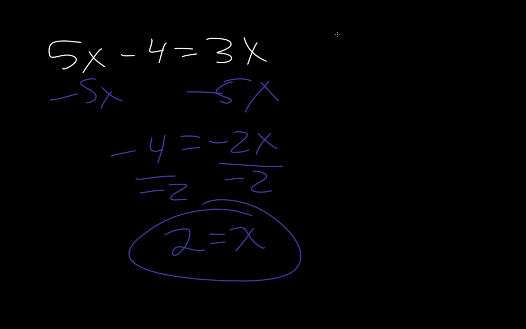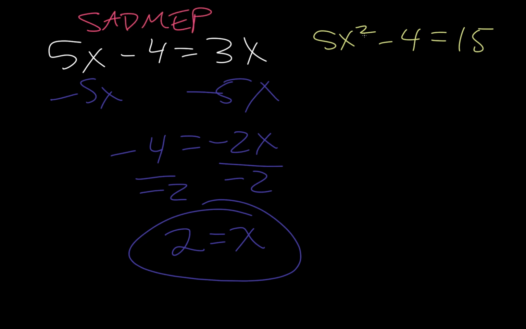Okay, we will try one like this. Okay, so let's go back to SADMEP just to make that part clear. So SADMEP. Now, this is considered an exponent. This is considered multiplication because it's multiplied by x. And then this is subtraction. So once we identify how they're interacting with x, we check to see which one comes first.